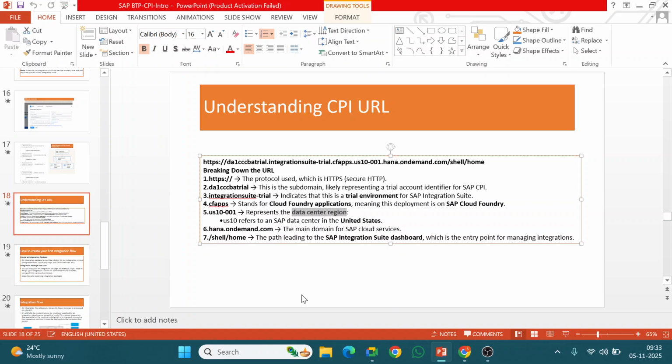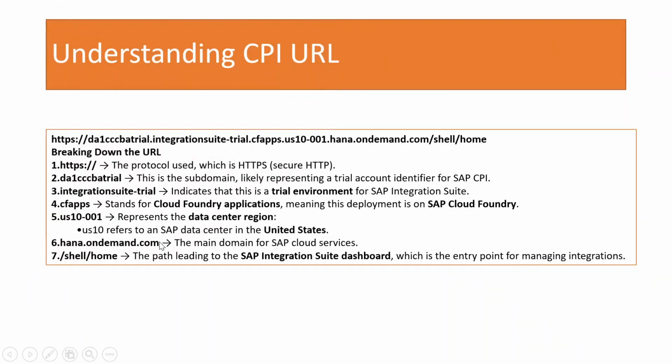You may have a doubt, what is this data center? How do I get the data center details? We will see that. Is it clear, right? hana.ondemand.com would be the main domain for SAP cloud services. For everyone, this hana.ondemand.com will be common. What will change is this number, the subdomain will change. Shell.home represents our integration suite dashboard, which is the entry point for managing integrations.